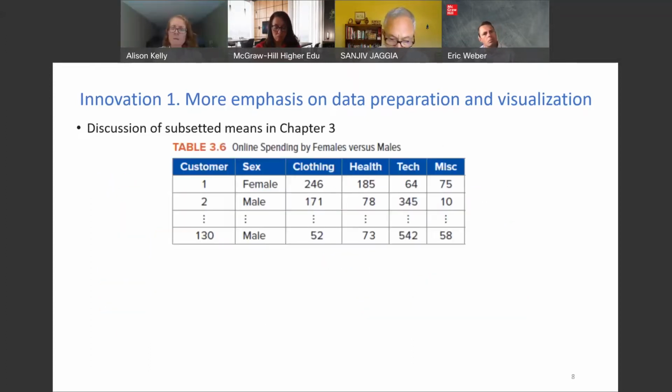And a really useful tool that we introduce in Chapter 3 is what we call a subsetted mean. And here I have an analyst that's looking at past data on spending trends in clothing, health, technology, and the miscellaneous sectors. And all of us teach how to calculate means, so we could get the mean spent on clothing, mean spent on health, mean technology, mean miscellaneous, but it wouldn't help us in terms of targeting our advertising expenditures to different segments of the population. In this case, we have divided the population male, female.